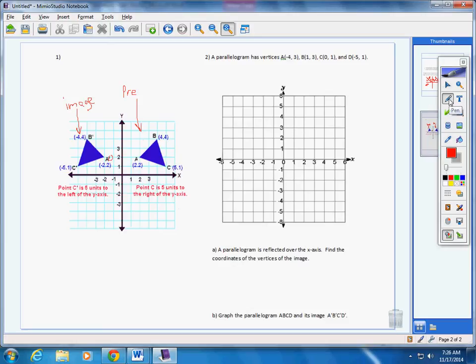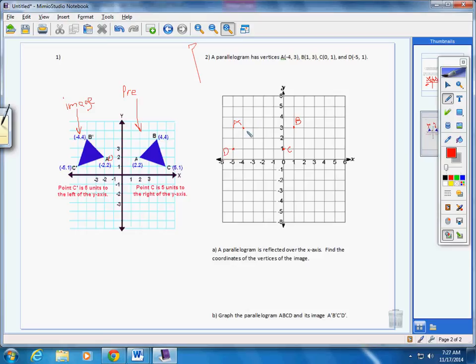Now, we have one example to work through. It says a parallelogram has vertices A, negative 4, 3. Here we go. A, negative 4, 3. I'll put that on there, and that is A. And B is 1, 3. I'll label that guy. That's 1, 3. And C is 0, 1. That's C. And D is negative 5, 1. So everybody knows how to graph, so that part was easy.